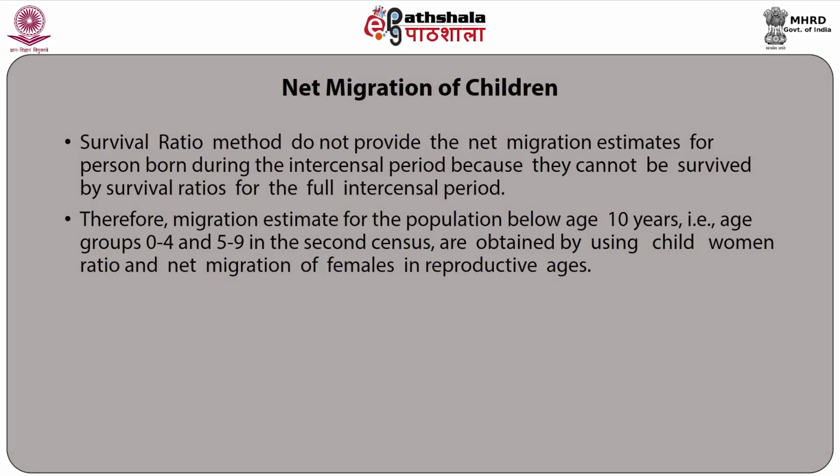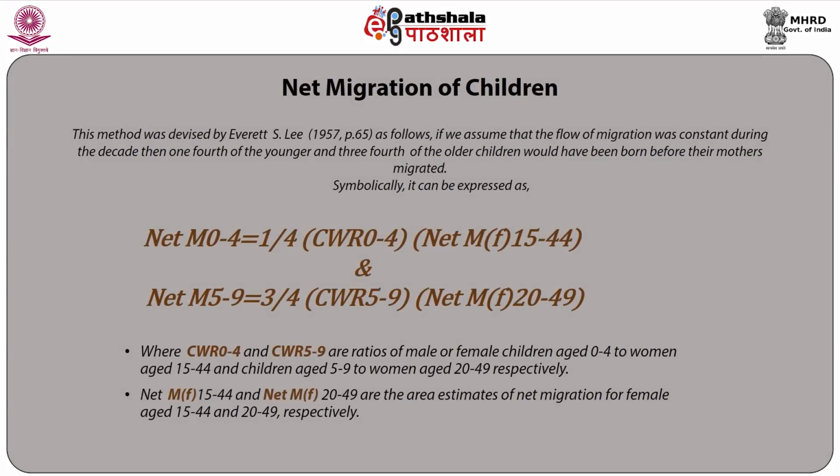We will discuss net migration of children. Survival ratio methods do not provide the net migration estimates for persons born during the intercensal period because they cannot be survived by survival ratios for the full intercensal period. Therefore, migration estimates for the population below age 10 years, that is, age groups 0 to 4 and 5 to 9 in the second census, are obtained only using the child-woman ratio and net migration of females in reproductive ages. This method was devised by Everett S. Lee in 1957, as follows.